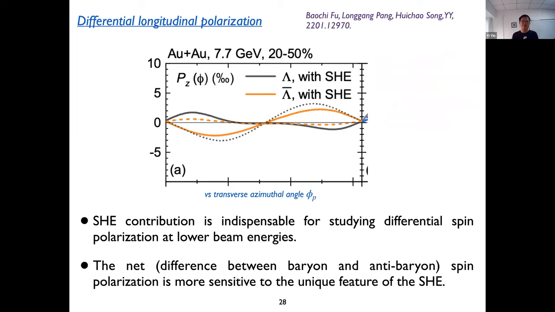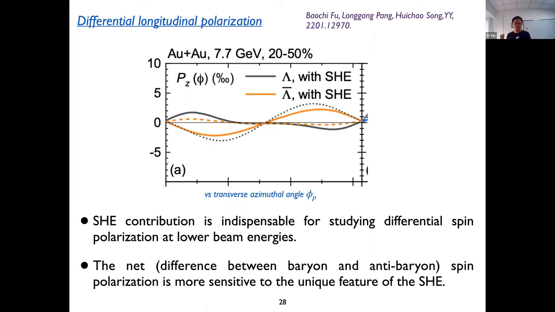So now we use hydrodynamics to determine the gradient mu-v profile as well as other hydrodynamic profiles. The result I'm showing here is one representative result at 7.7 GeV. We show the black curve corresponding to the lambda and the orange curve corresponding to the anti-lambda. What we can see here is that if you don't consider the effects of the spin Hall effect, or SHE, then the orange dashed curve is above the black dashed curve, meaning the anti-lambda curve is above the lambda curve. But once you turn on the contribution from gradient mu-v, the hierarchy between lambda and anti-lambda is flipped.